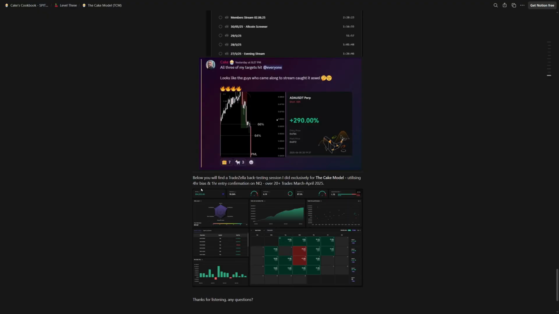And finally, here's just some statistics about how this applied to NQ. So below you'll find a TradeZella backtesting session I did exclusively for the cake model, utilizing 4-hour bias and 1-hour entry confirmations on NQ. And there were over 20 trades there across March to April 2025.